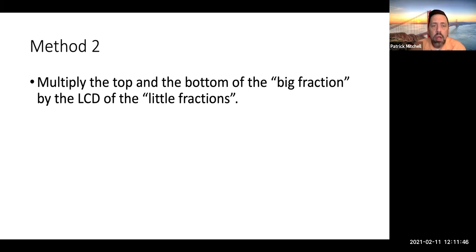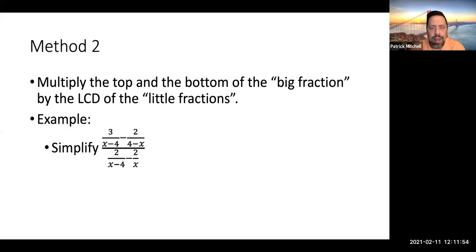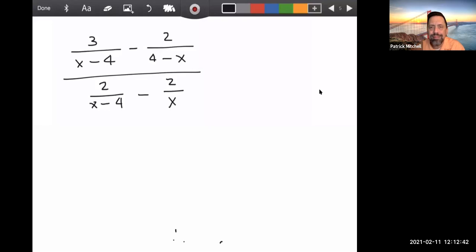method. So we are going to multiply the top and the bottom of the big fraction by the LCD of the little fractions. And here's the example. So let me show you what I'm talking about. All right, here it is. So we're going to simplify this expression using method 2.